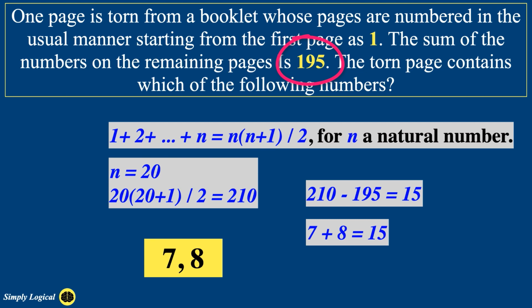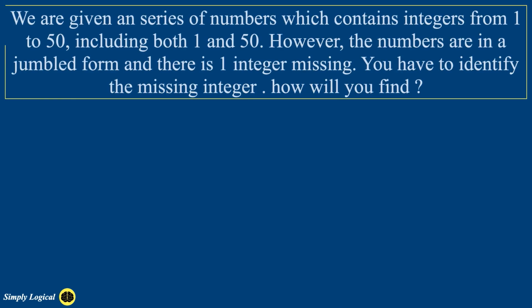This is the approach one must follow to find the solution to these kinds of problems. So I will show you one more problem which requires similar logic. The question reads like this. We are given a series of numbers which contains integers from 1 to 50, including both 1 and 50. However, the numbers are in a jumbled form, that is, they are not arranged in increasing or decreasing order, and there is one integer missing. You have to identify the missing integer. How will you find it? Let me explain the solution.